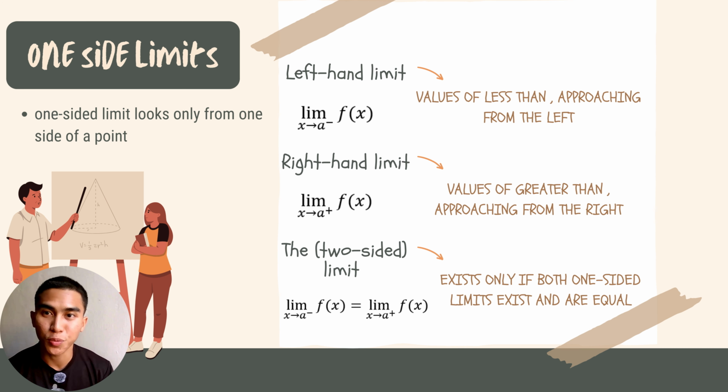Okay, now we go to part one, one-sided limits. A one-sided limit looks only from one side of a point. We have three types of limits. The first one is the left-hand limit, values less than, approaching from the left. Second, the right-hand limit, values greater than, approaching from the right. And the last, the two-sided limit, exists only if both one-sided limits exist and are equal.